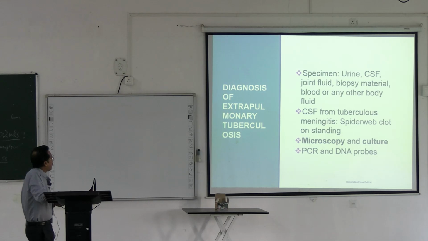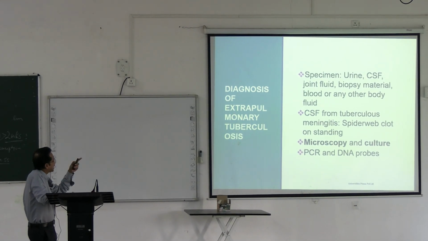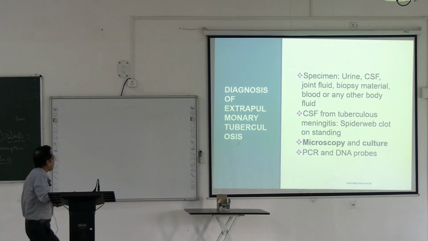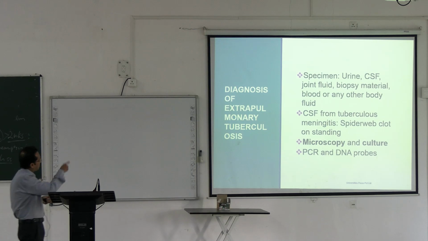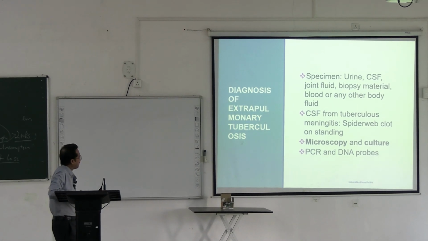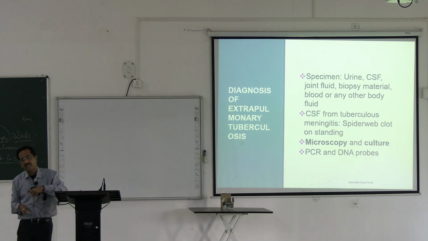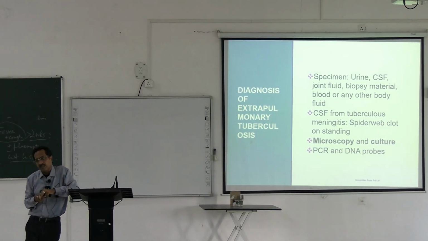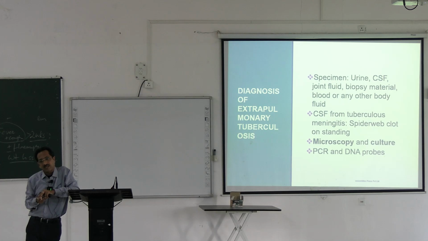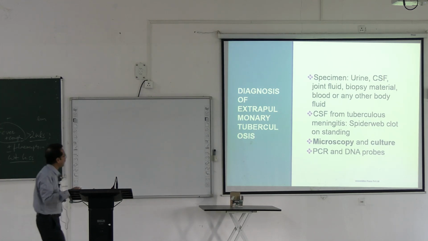These are other extrapulmonary samples: urine, CSF, joint fluid, biopsy material, blood or any other body fluid, CSF from tuberculous meningitis. There is an MCQ previously: if you keep the CSF of a tubercular meningitis patient, that will form a spider web or cobweb coagulum in the CSF itself.